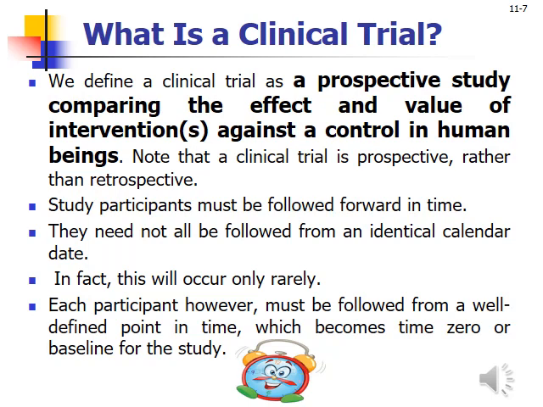What's a clinical trial? We define a clinical trial as a prospective study comparing the effect and the value of interventions against a control in human beings. Note that a clinical trial is prospective rather than retrospective. Study participants must be followed forward in time. They need not all be followed from an identical calendar date. In fact, this will occur only rarely. Each participant, however, must be followed from a well-defined point in time, which becomes time zero or baseline for the study.